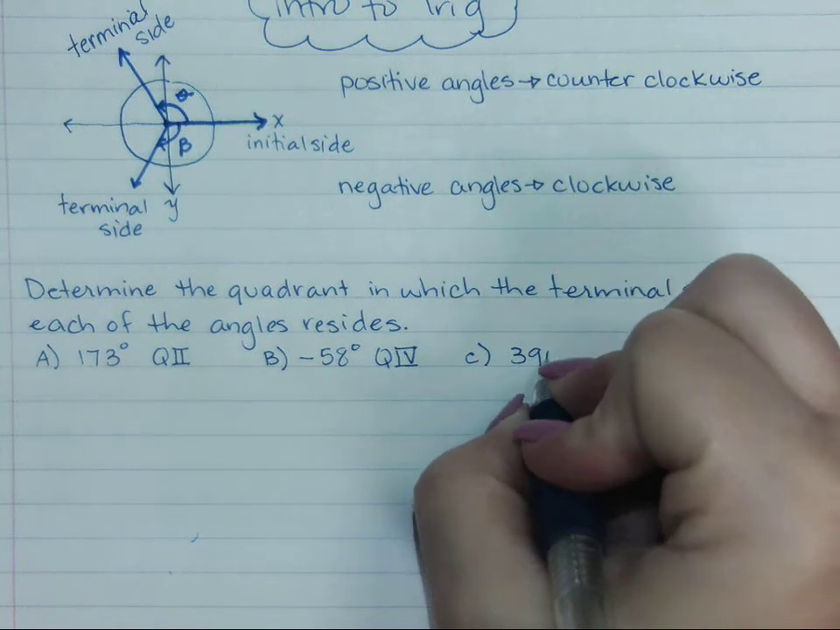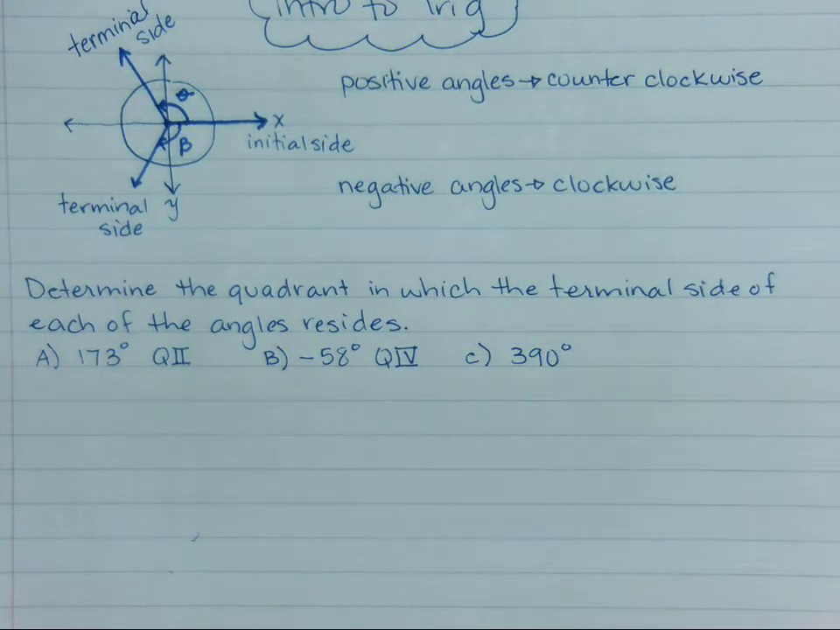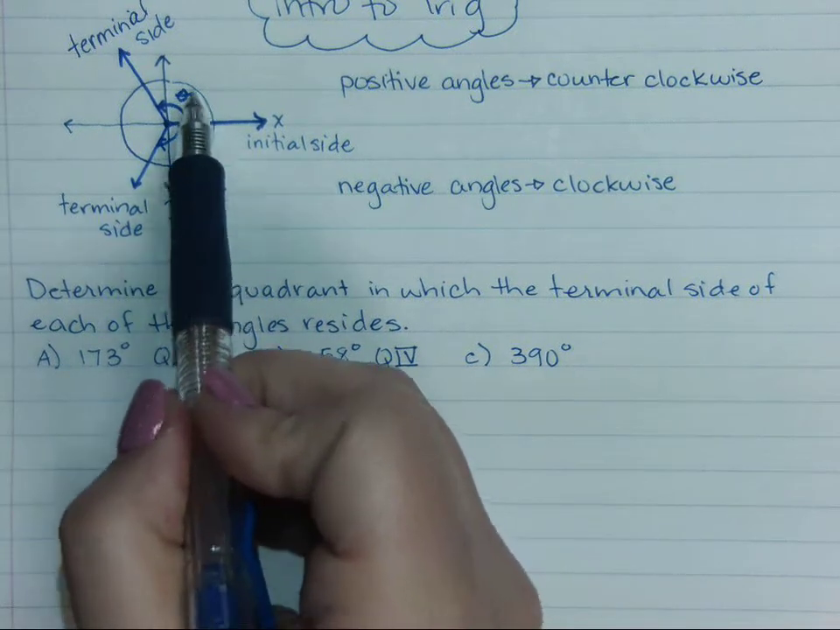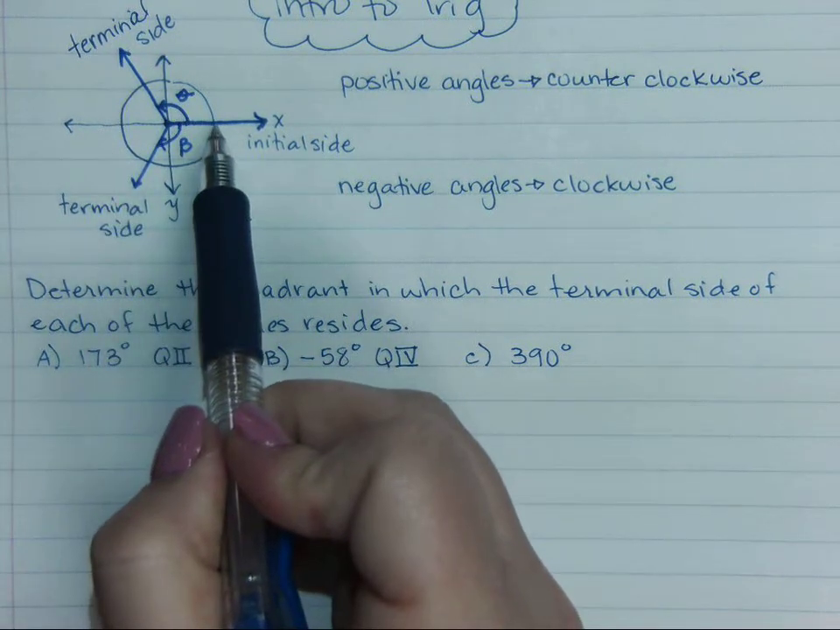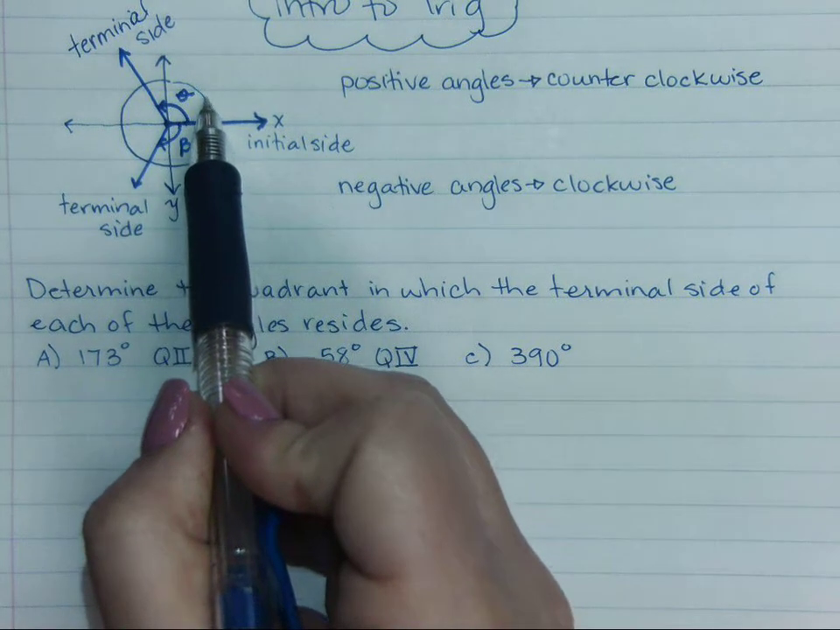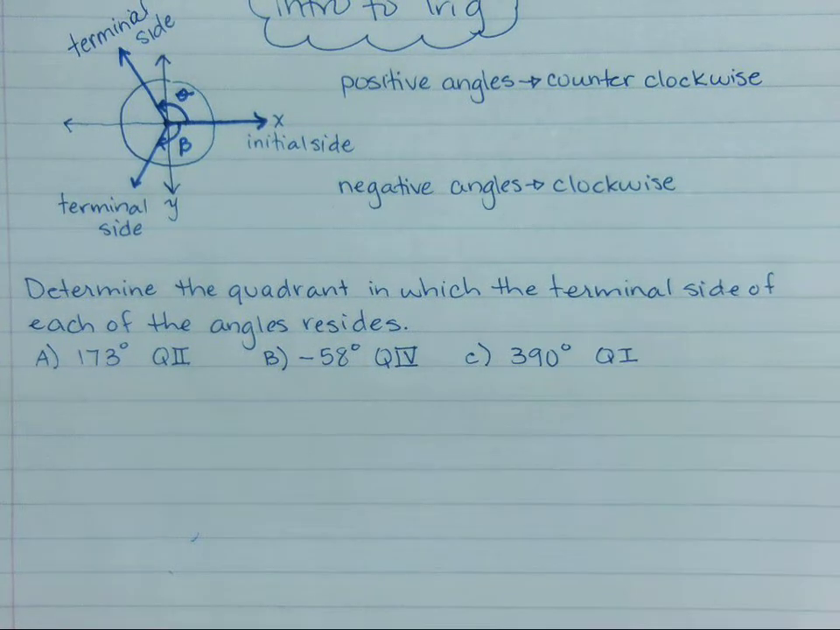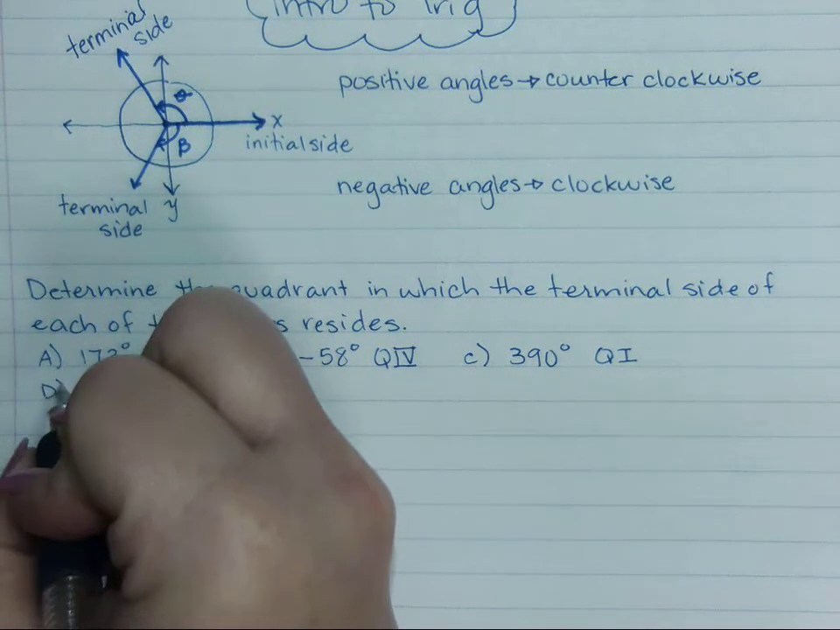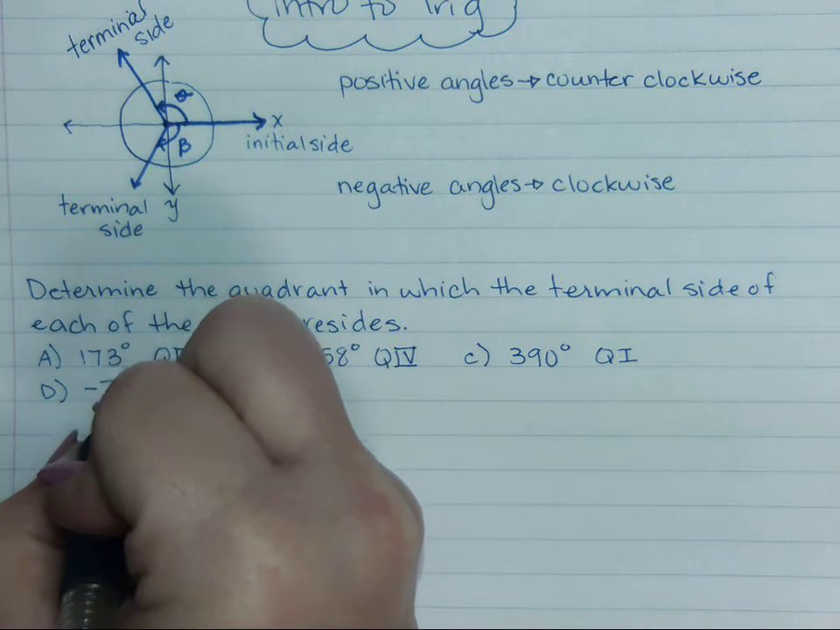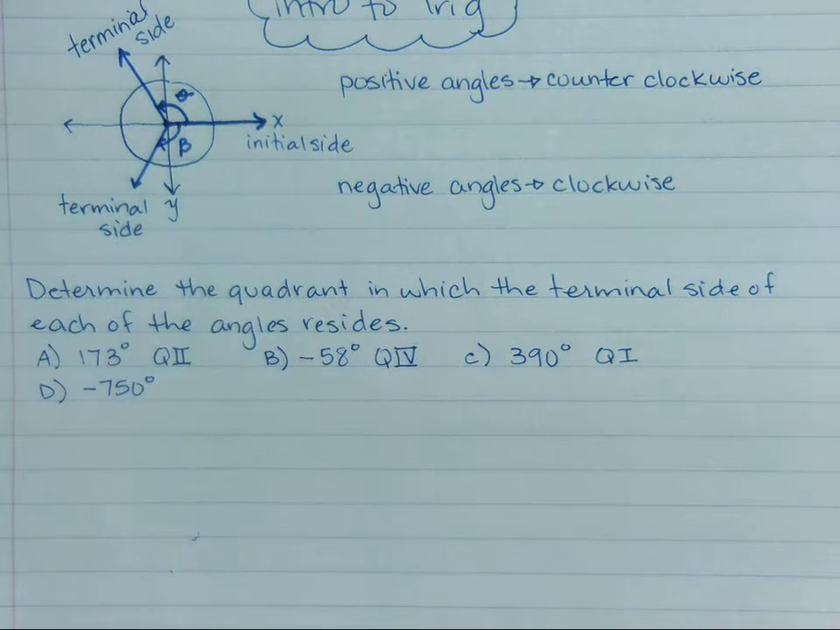390 degrees. I'm moving in a positive direction, but moving one full rotation is 360, and that means I've gone just a little bit extra. So I'm still in quadrant 1. I've rotated all the way around, but then stopped in quadrant number 1. Negative 750 degrees. Now this is kind of a difficult one.